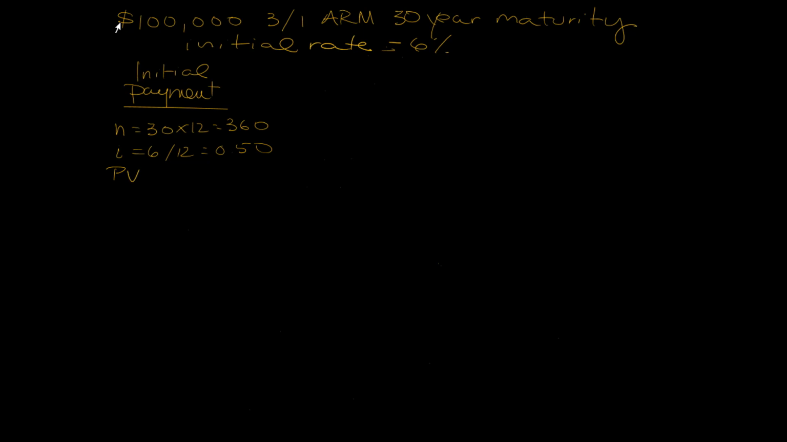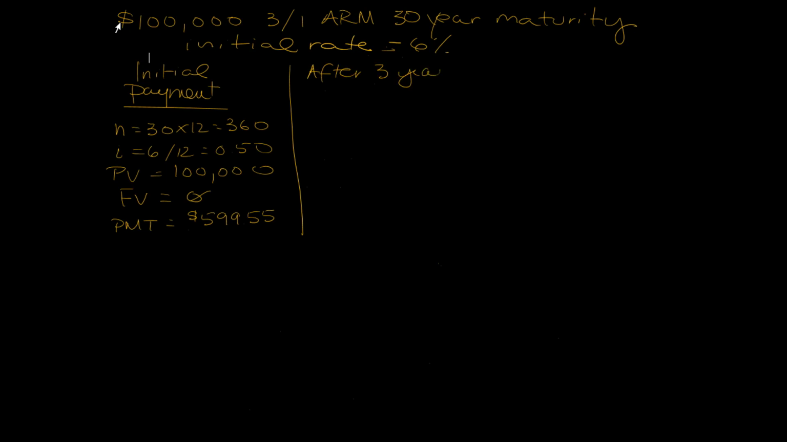So to calculate our initial payment on this 3-1 hybrid, our N is going to be 30 times 12, or 360. I will be 6 divided by 12, or 0.5. The present value is 100,000, and the future value is 0. We just solve for payment like we have before, and we'll get an initial payment of $599.55. But now on this 3-1 hybrid, let's assume that at the end of the 3 years, the rate has risen to 6.5%. So now we need to calculate our new payment.